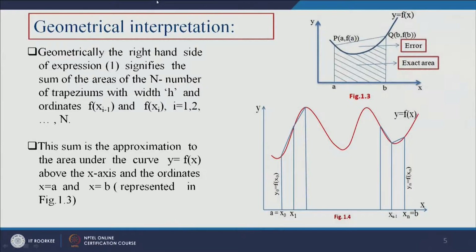In the geometrical interpretation, the error in each section is getting reduced, but over the total section the error is very large compared to the lower graph here. That is n trapezoids of width h with ordinates f(x_{i-1}) and f(x_i). If you consider it geometrically, the sum of the approximated areas for the curve y equals f(x) above the x axis, between the ordinates x equals a and b, gives the approximate area under this curve.